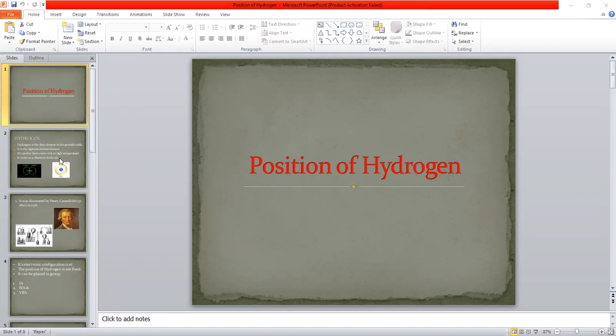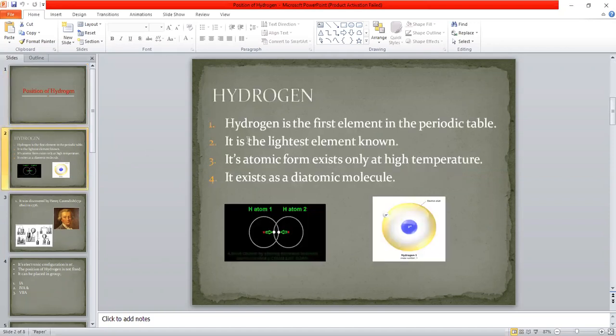So let's discuss it. Hydrogen atom is the first element in the periodic table as its atomic number is 1. It is the lightest element known because it has only one proton and one electron, and it doesn't have any neutron in it. Its atomic form exists only at a very high temperature. Normally, at room temperature, it exists as a diatomic molecule.